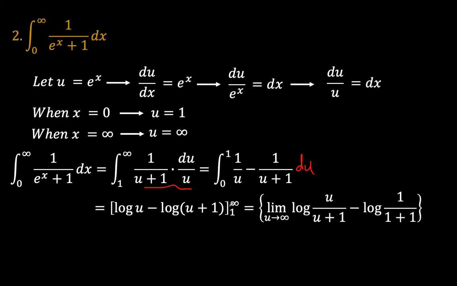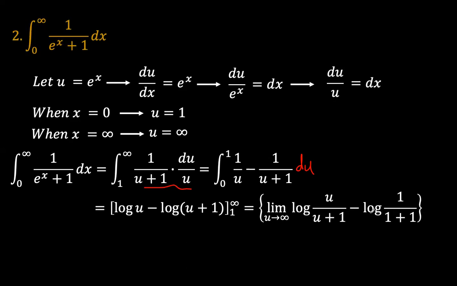And so this is the same as, with the upper limit as u tends to infinity, this expression is the same as log of u over u plus 1. So as u tends to infinity, log u over u plus 1 is the same as 1 over 1 plus 1 over u. So when u tends to infinity, this expression tends to 1, and so the log tends to 0.